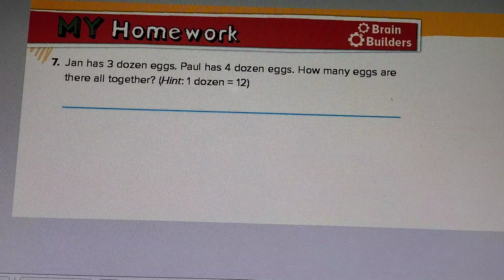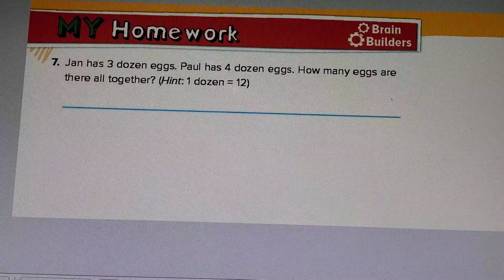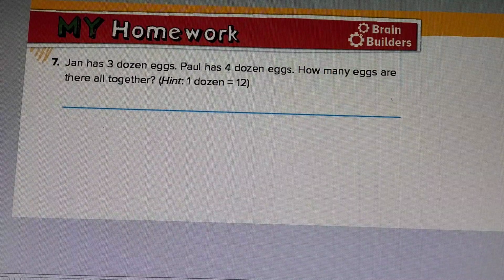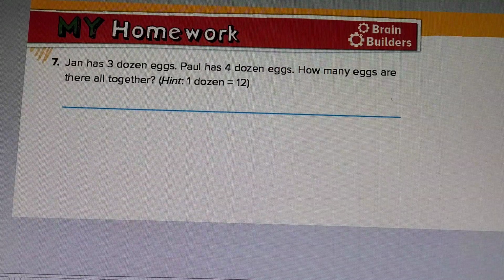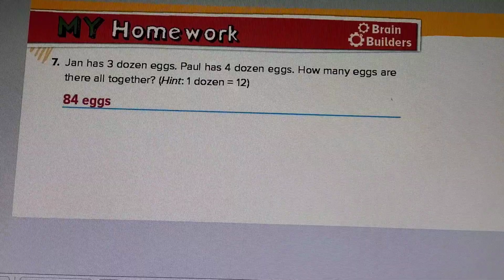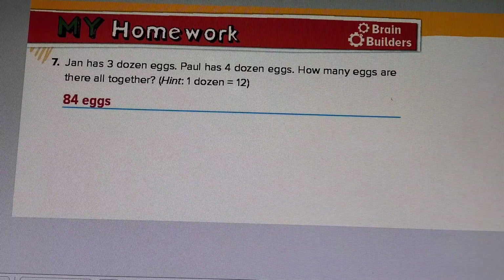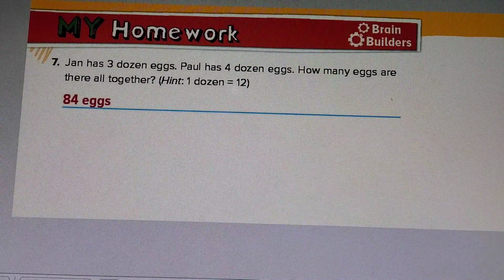So see if you can figure out on your paper, like I showed you on the last ones, 7 times 12. Seven times 12 equals 84 eggs.